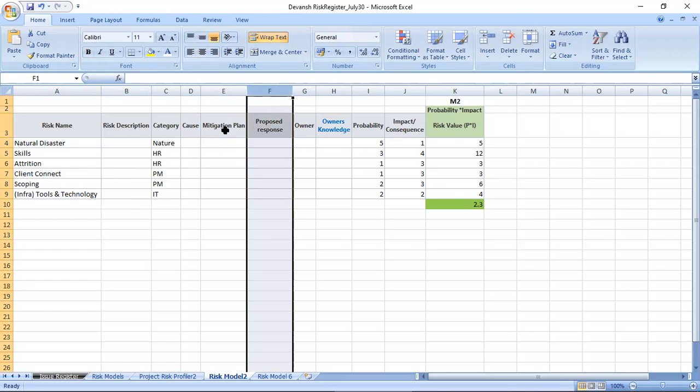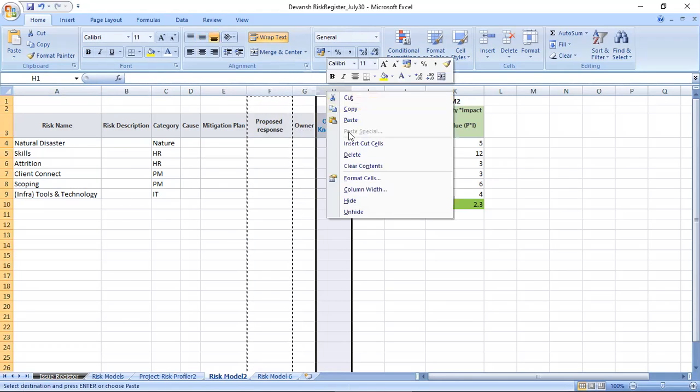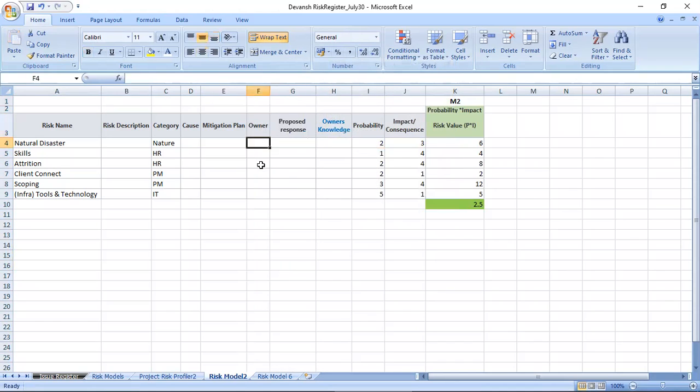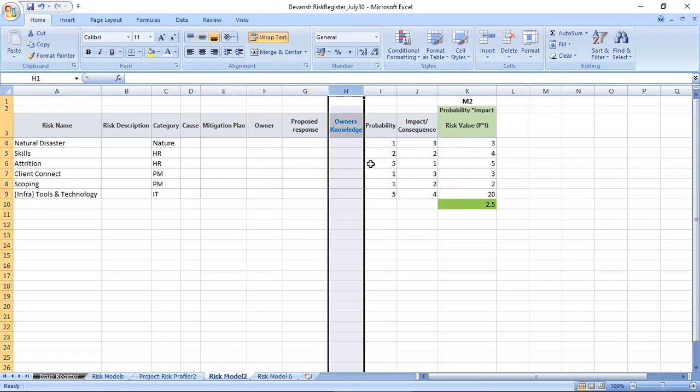Oh, sorry. The mitigation plan is different. Proposed response is what I'm going to do if this risk happens. Basically, this proposed response should come after the owner. Who is the owner of that risk? If this happens, the owner should write what his proposed response will be, what he is going to do. Owner's acknowledgment. As I said, most of the people don't take this component.